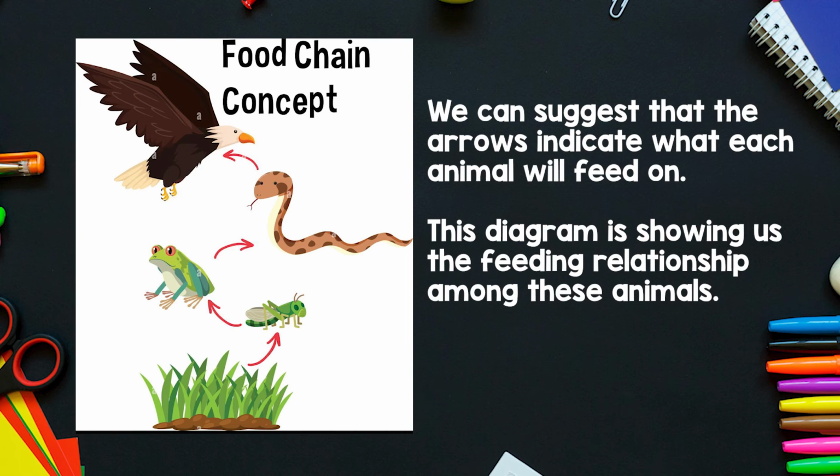Yes, the grasshopper lives among the grass. But what can we say about the snake and the frog and then the eagle? It has to be a pattern, a similar pattern. So we could say that the diagram here is showing how each animal feeds or the feeding relationship among these animals. Most likely, we will see a diagram like this in our science lesson.